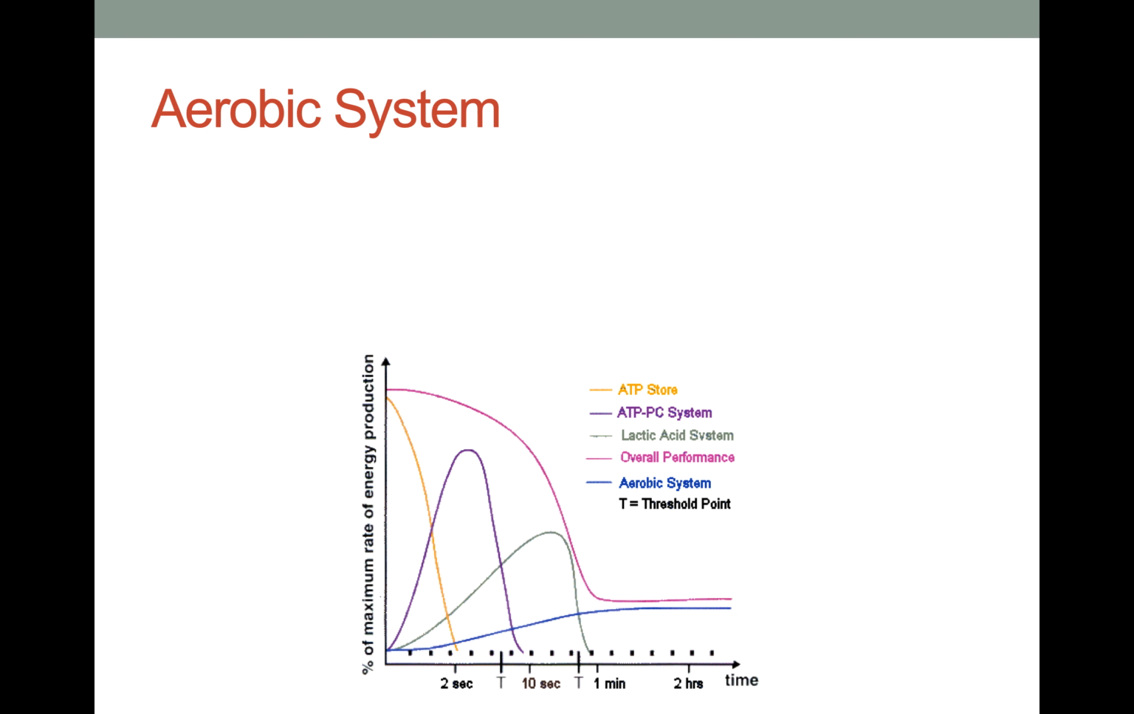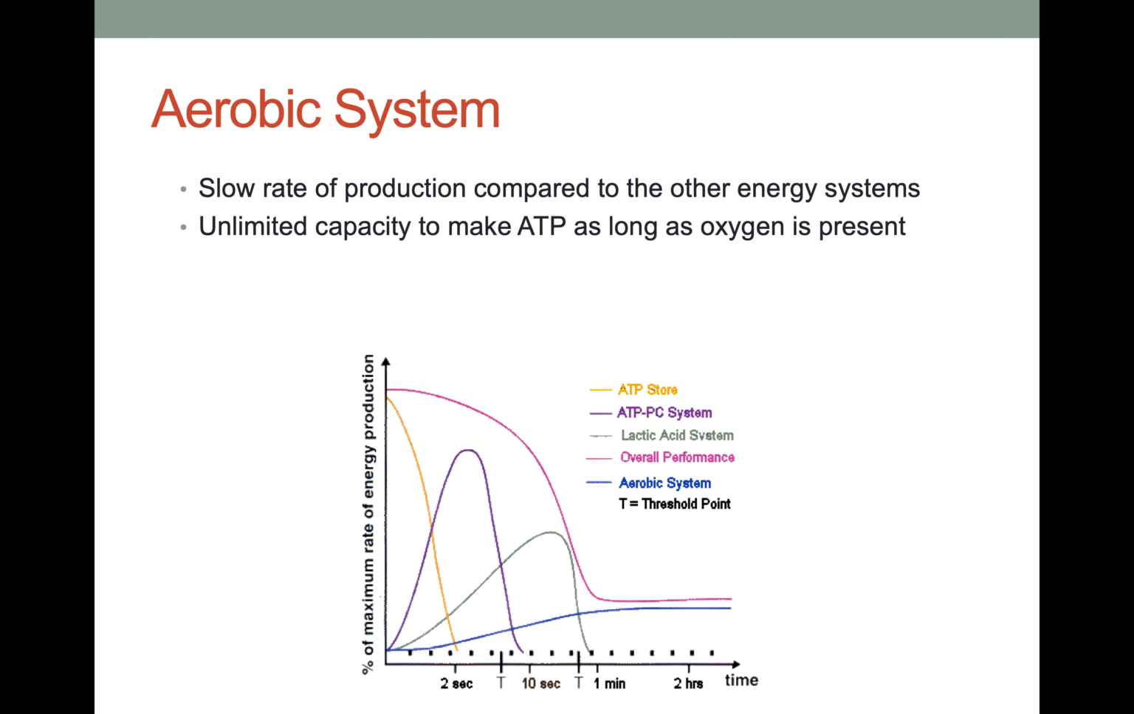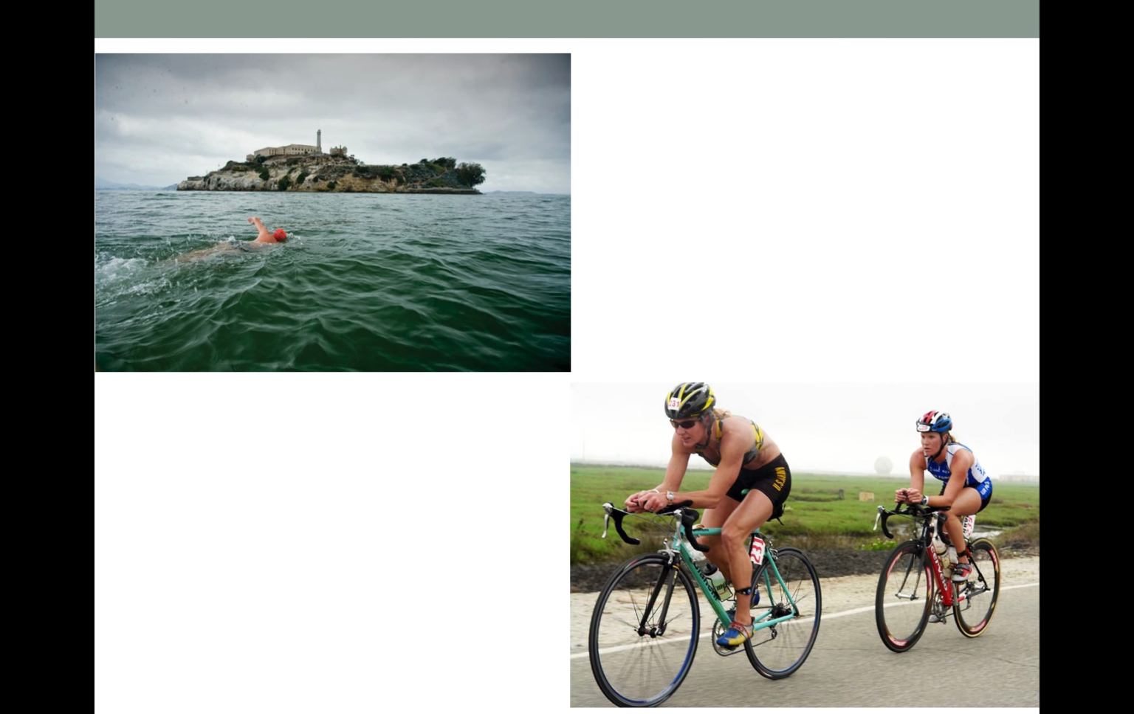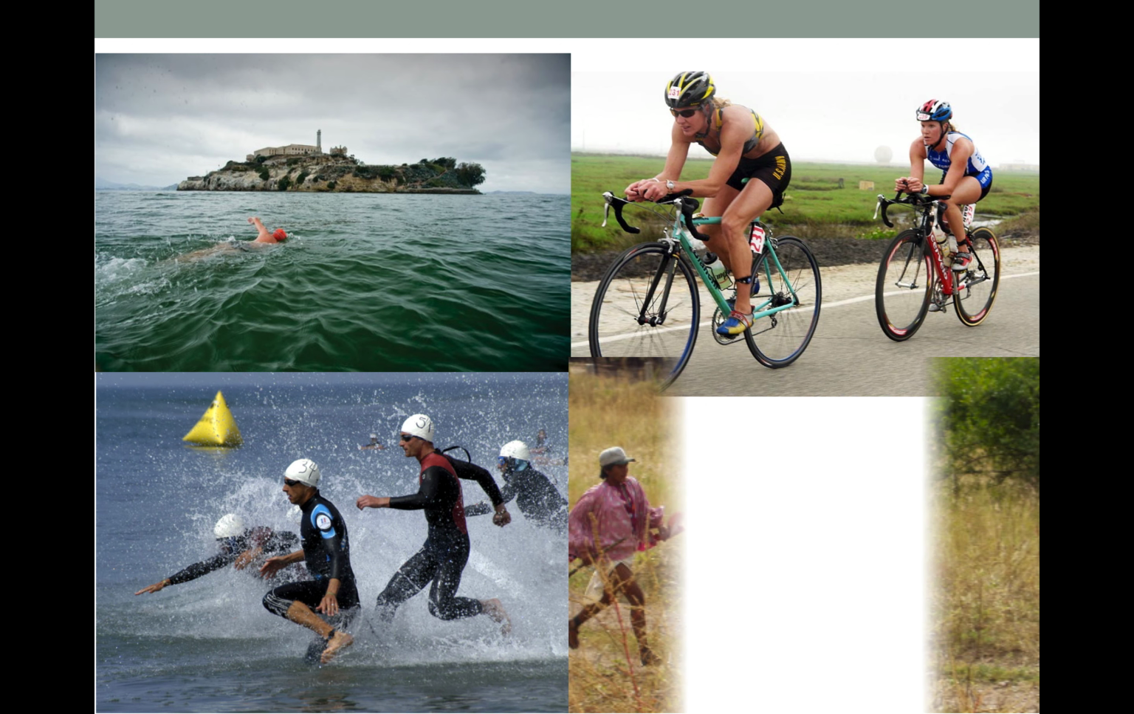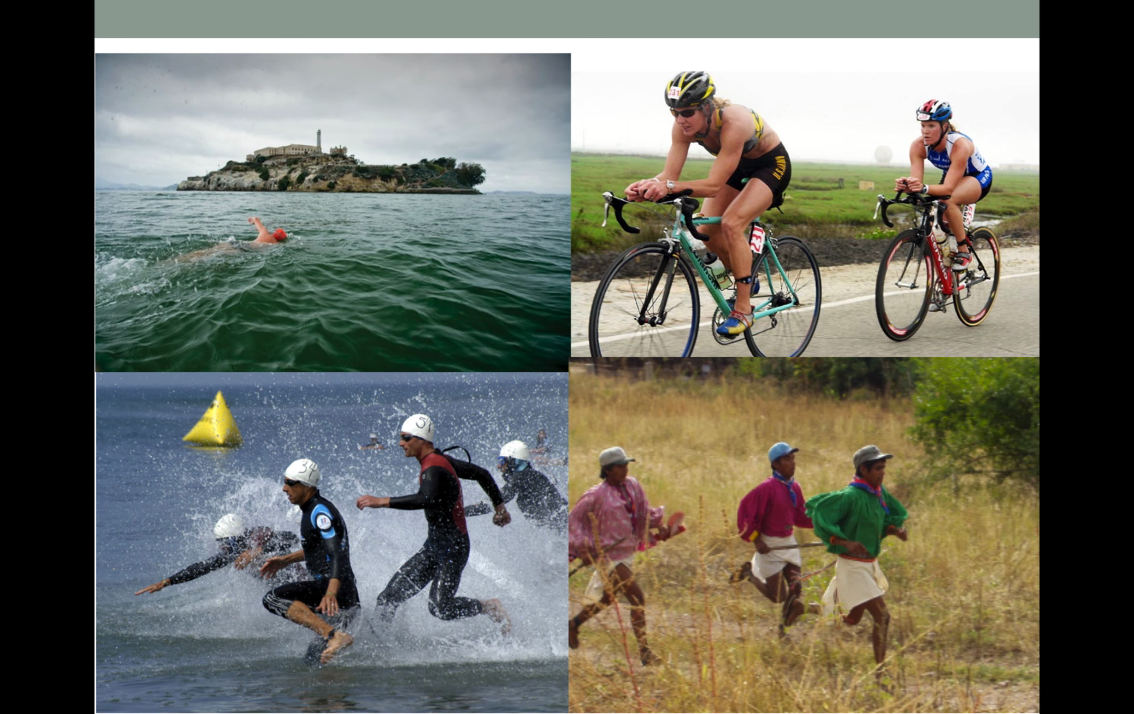In fact, we can use this system with carbohydrates for about 2 to 4 hours before we deplete all of our glycogen. So it's got a slow rate of energy production, but a limited capacity to make ATP as long as oxygen is present. What are some examples? Long distance swimming, cycling, triathlons, long distance running, those kind of things. Your typical endurance sports. Sports that are continuous in nature, of a relatively steady speed the entire time, and occur for a prolonged period of time.